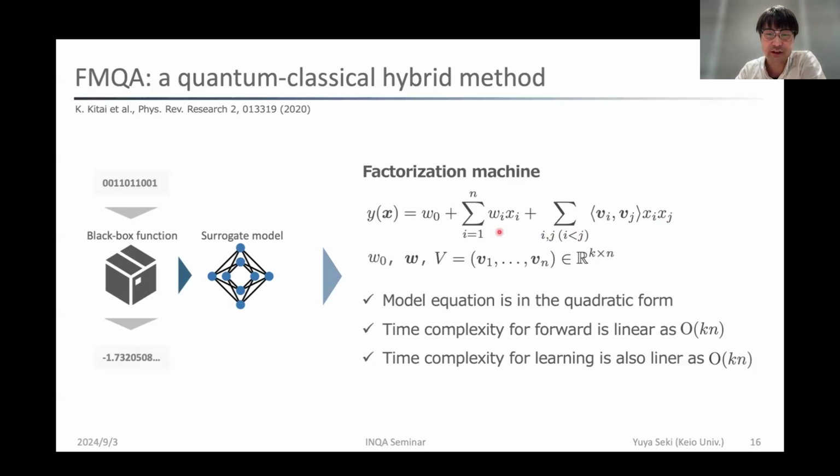The advantage of factorization machine is that the time complexity for evaluating this function is in the order of kn. Here, n is the number of input variables, and k is the hyperparameter of this model. And k appears here, and k represents the dimension of this parameter vector vi and vj and others. Another advantage of factorization machine is that the time complexity for learning is also linear, of order kn. Learning here means adjusting these model parameters to fit the output of the black box function.